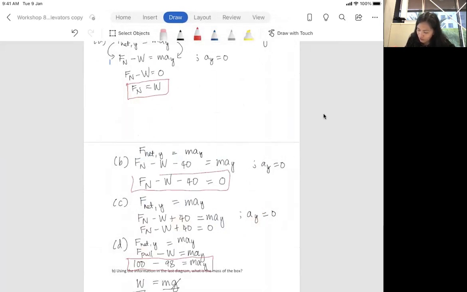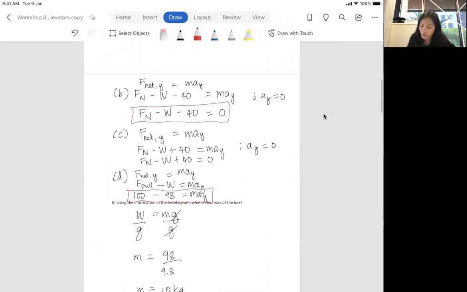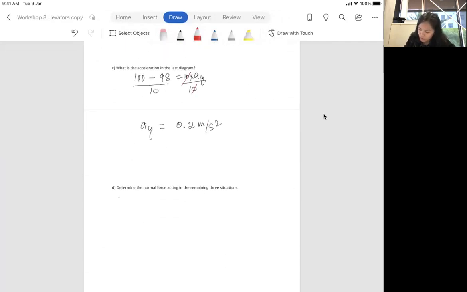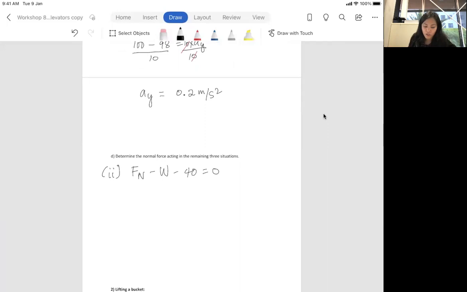Fn minus W minus 40 is equal to 0. So let me write that down. Fn minus W minus 40 is equal to 0. This is for the second scenario in the figure. Right, so we want to find the normal force.